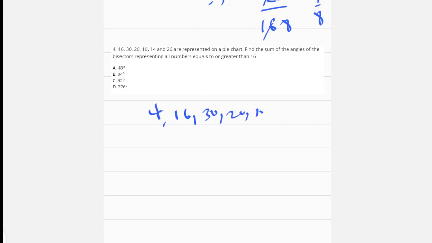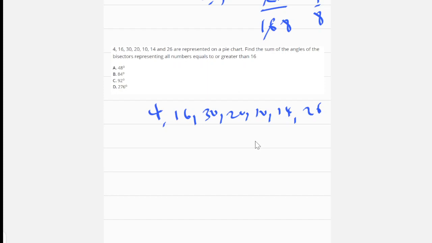Then you have to find the sum of the angles of the sectors representing all numbers equal to or greater than 16. So if I were you, first of all, check those numbers that are equal to or greater than 16 from this set. We have 4, 16, 30, 20, 10, 14, and 26.